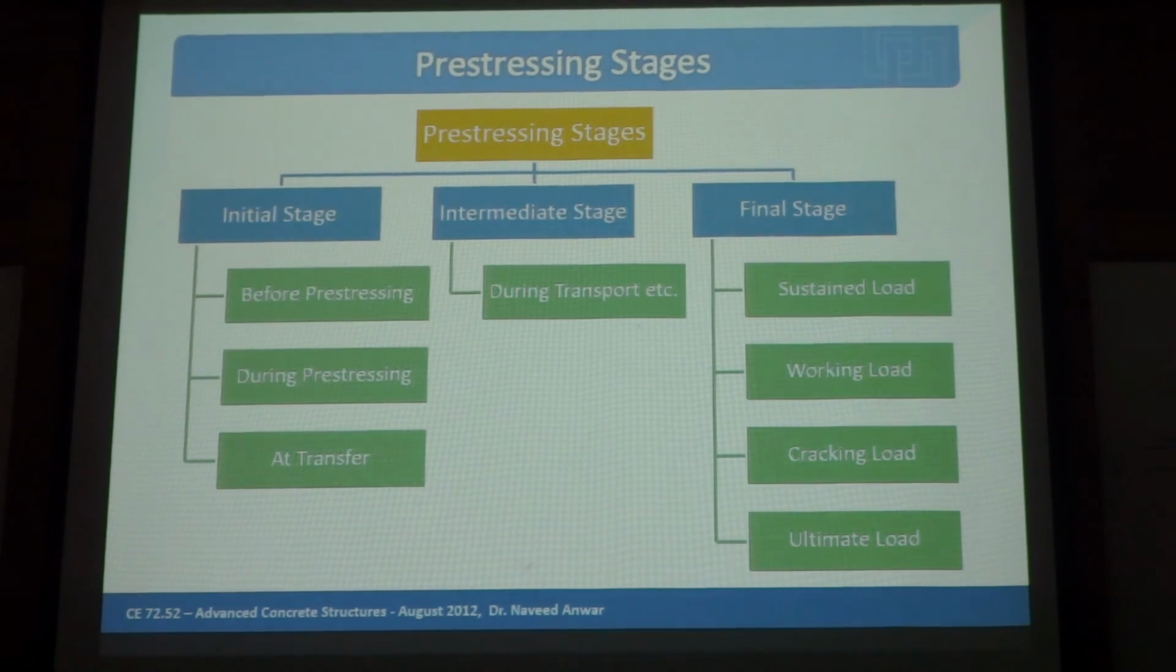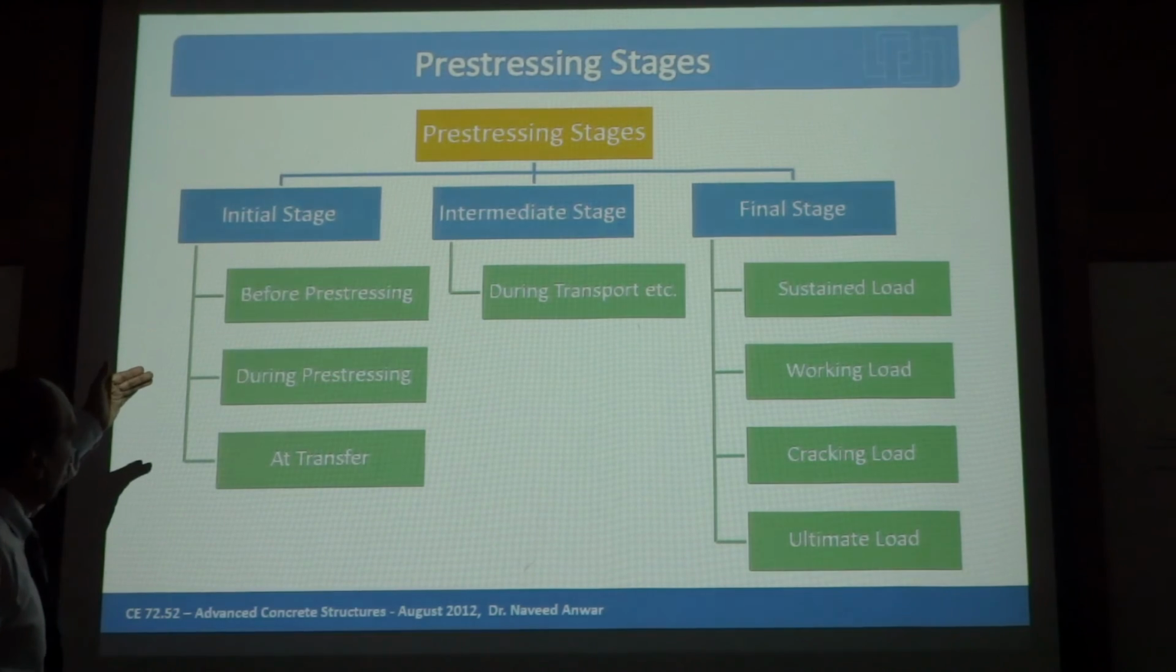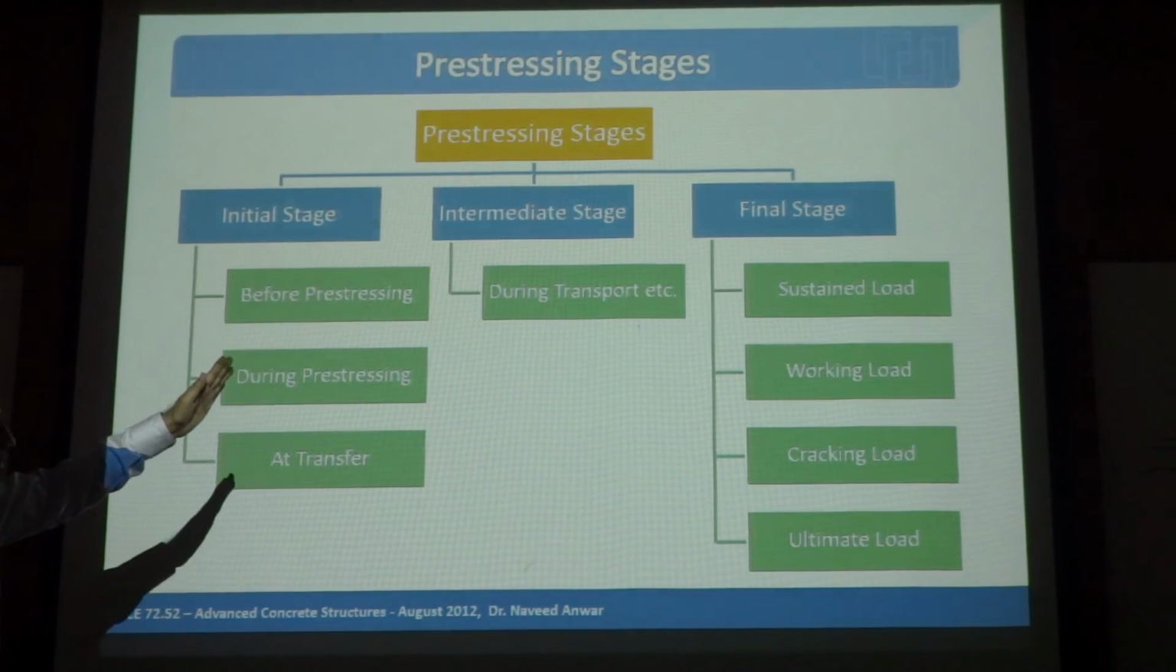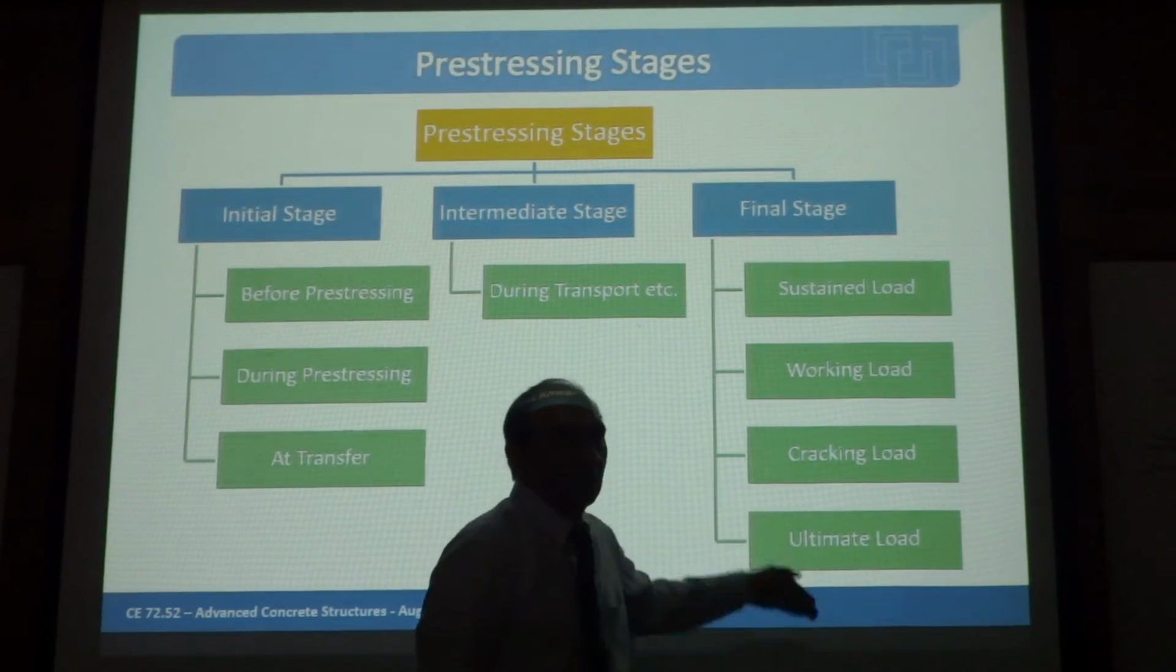Can I leave some now? So we do stage pre-stressing. For example, the girder is only there, the slab isn't there, you do some partial pre-stressing. Then you put the slab, you do more pre-stressing. You put some more flooring, you come and do more pre-stressing. Because if you pre-stress everything in the beginning and the slab load is not coming, you will break the girder. So pre-stressing stages are very important: before pre-stressing, during pre-stressing, at transfer, during transport, final stage, sustained loading, working load, cracking load, ultimate load.